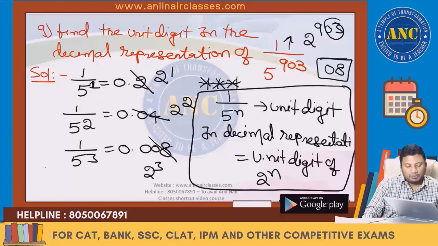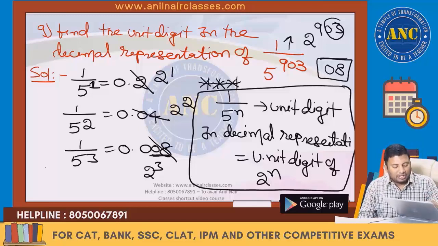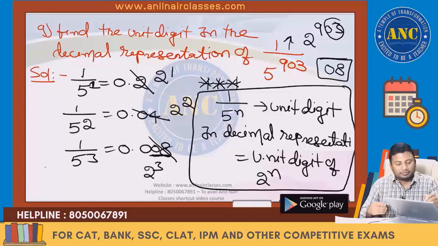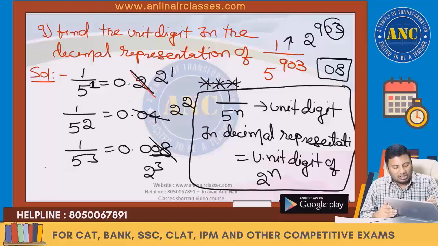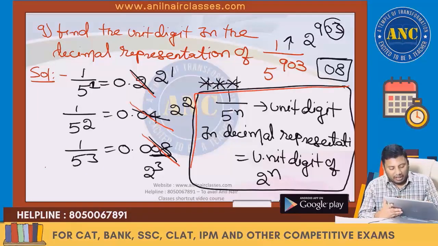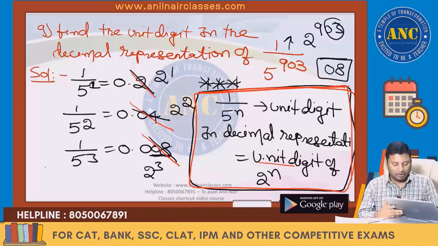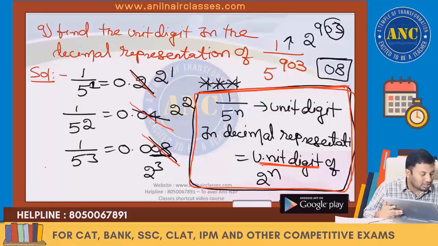1 by 5 is 0.2. 1 by 5 square is 0.04. 1 by 5 cube is 0.008. So this is nothing but 2 power 1. This is 2 square. This is 2 cube. 1 by 5 power n, unit digit is nothing but the unit digit in the decimal representation, which is the unit digit of 2 power n. I hope the concept is clear.